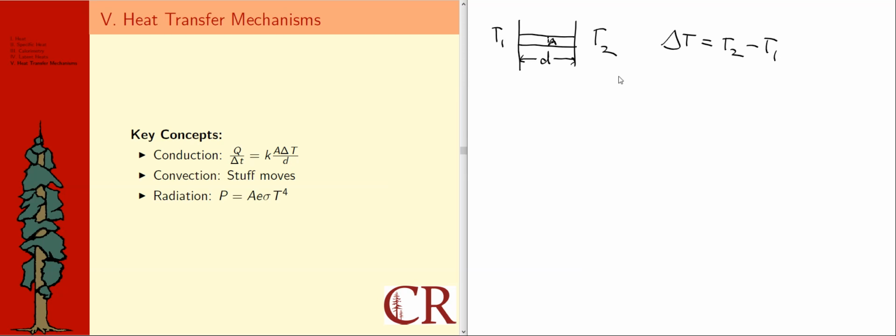Convection is a heat transfer mechanism that involves stuff moving. So it can be any kind of fluid that flows. It could be a gas like air. Commonly, convection will cool us down if it's a windy day. But water can do it as well.